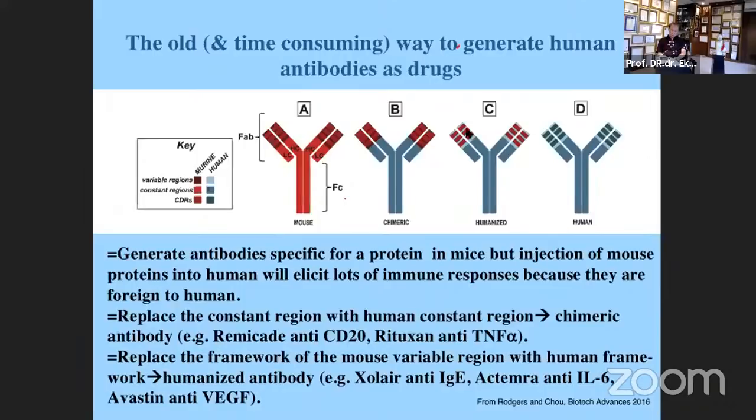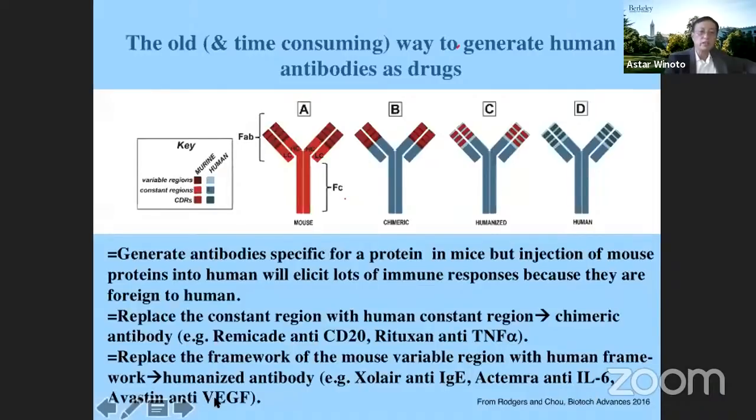You can further replace the variable region with the human counterpart, and we call this humanized antibody. So an example of this is Xolair, anti-IgE for allergy. Actemra, the anti-IL-6, is also a humanized antibody. And then Avastin is actually anti-VEGF, used for some cancers. Okay, so this antibody actually works pretty well, but it's still not completely human because there are some parts that are mouse.